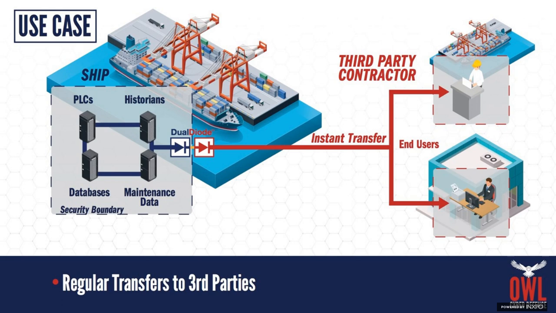Okay, so let's go look at some of these use cases. In this case, I'm in a shipping environment. I've got information on a cargo ship that needs to get sent out. Obviously I've got drive systems and PLCs controlling steerage and all those kinds of things on the ship. I'm collecting information in a historian. I've got maintenance data. Maybe I just have general databases, manifests or something of what's my cargo.